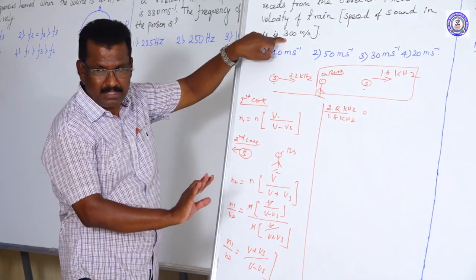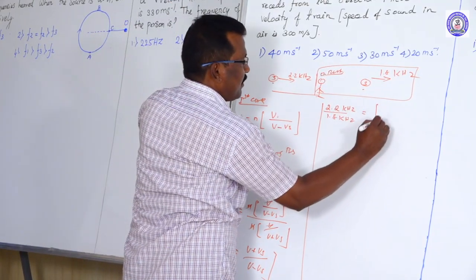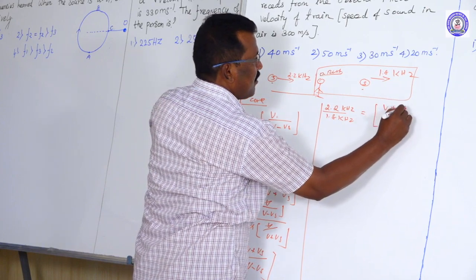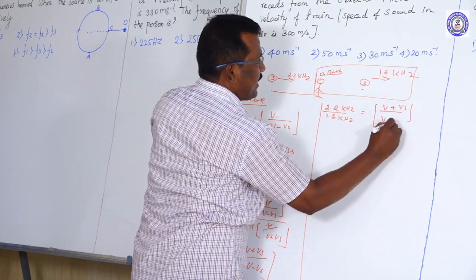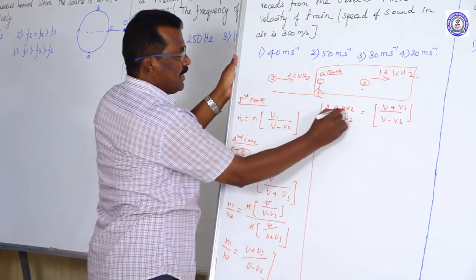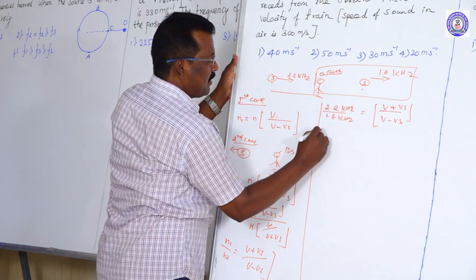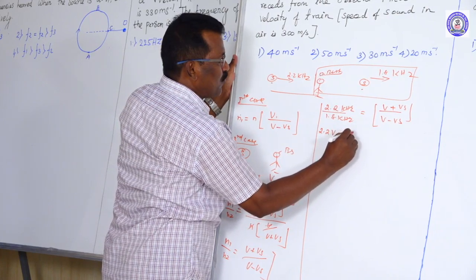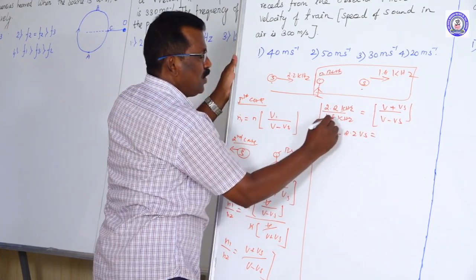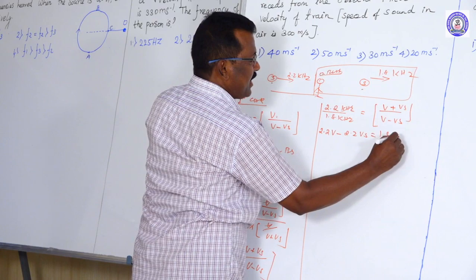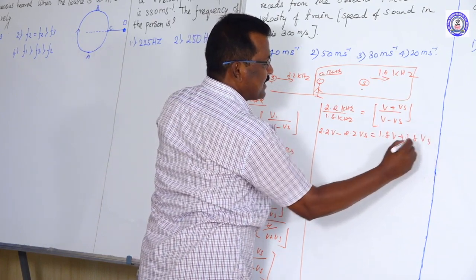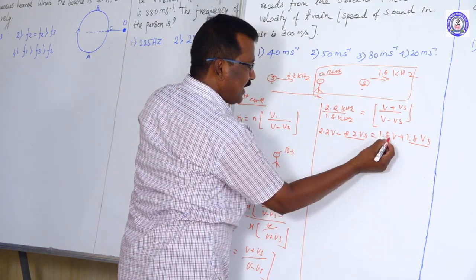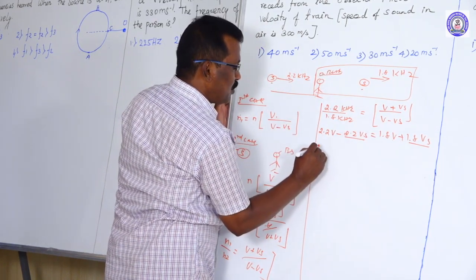No need to apply anything here, simply put v. So (v plus vs) over (v minus vs). Okay, now cancel. Cross multiply: 2.2 v minus 2.2 vs is equal to 1.8 v plus 1.8 vs. This is the vs, this is the vs. Take the v on this side.